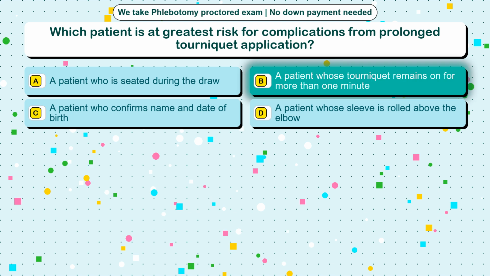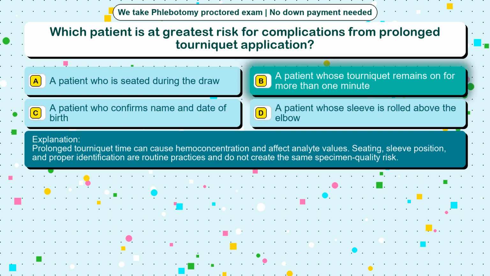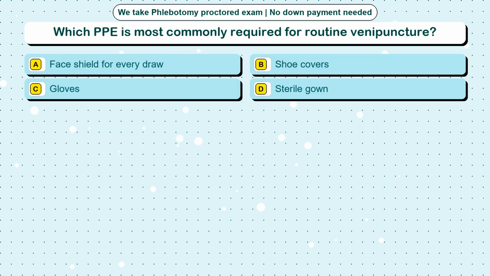A patient whose tourniquet remains on for more than 1 minute. Prolonged tourniquet time can cause hemoconcentration and affect analyte values. Seating, sleeve position, and proper identification are routine practices and do not create the same specimen quality risk. Question 77. Which PPE is most commonly required for routine venipuncture?